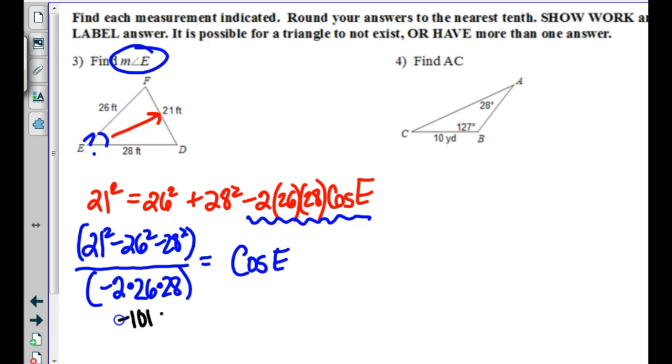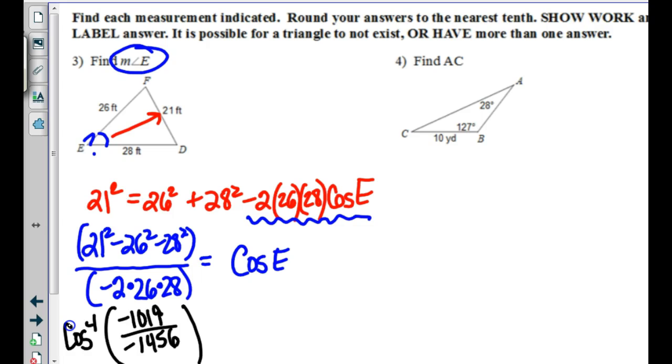I got negative 1019. Anybody else get that? It's probably wrong, so somebody tell me. Negative 1456. Anyone get those two numbers? I'm going with it. If you have two negatives, what are you really putting in your calculator? Positive. So you could type it as a positive, but you're going to do inverse cosine of that.